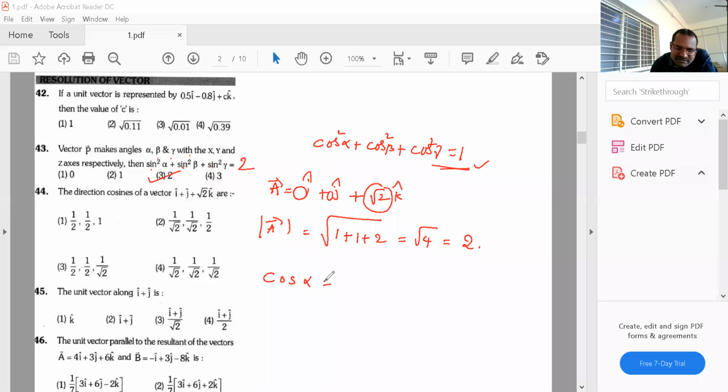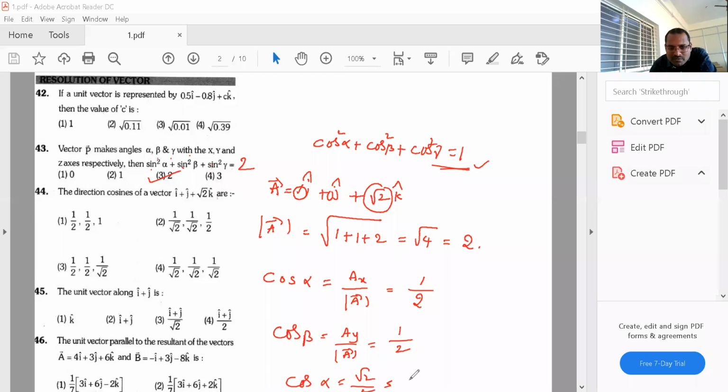Then what is cos alpha? Cos alpha is nothing but ax by modulus of a, which I have written. What is ax? This is 1 by 2. Cos beta is ay by modulus of a. Ay value is 1, so 1 by 2. Cos gamma is root 2 by 2, which means 1 by root 2.